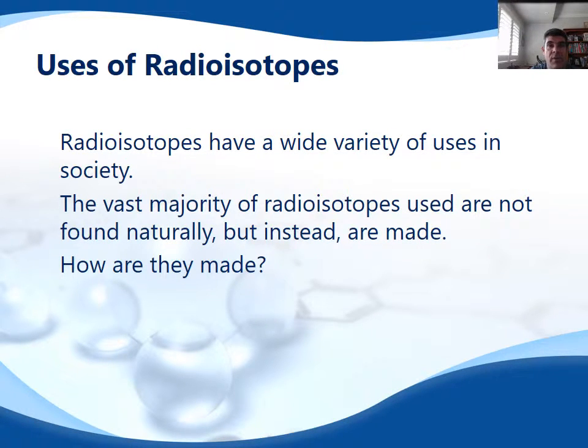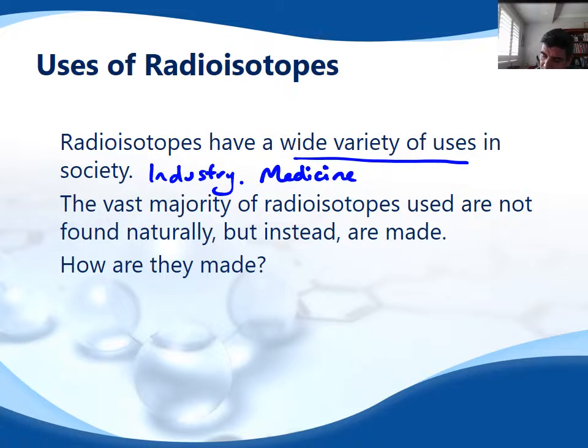The reason that we've got this particular topic in our production of materials section is because radioisotopes have a very wide variety of uses, particularly in both industry and in medicine. And at ANSTO, the Australian Nuclear Science and Technology Organisation, they have a number of different reactors which are used to generate a range of different radioisotopes that are probably primarily used, but not exclusively used, for medical purposes.